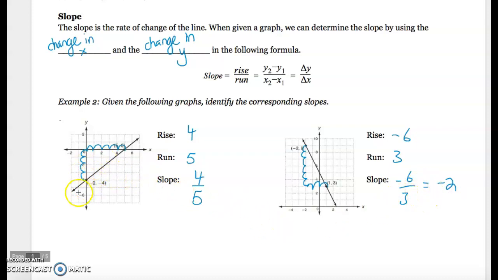So if you have a line that is going up, then it has a positive slope. If you have a line that's going down, it has a negative slope.